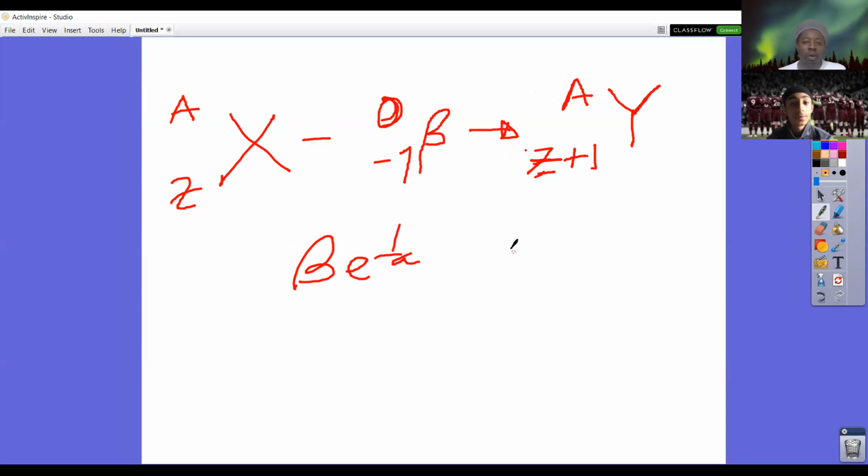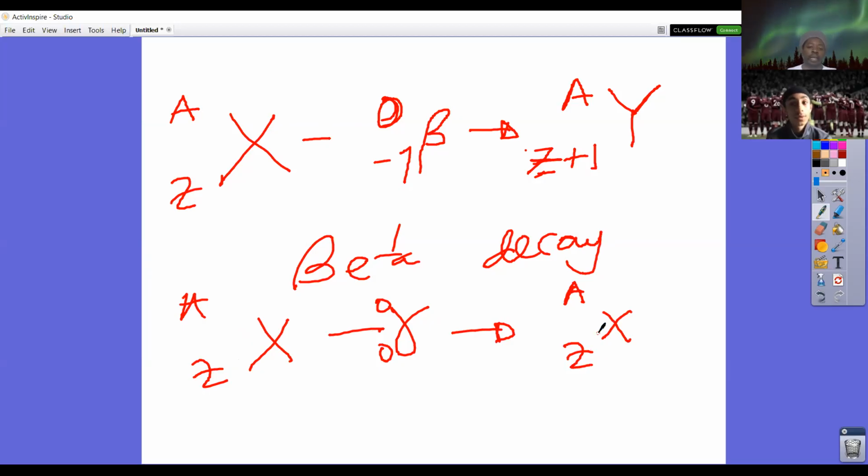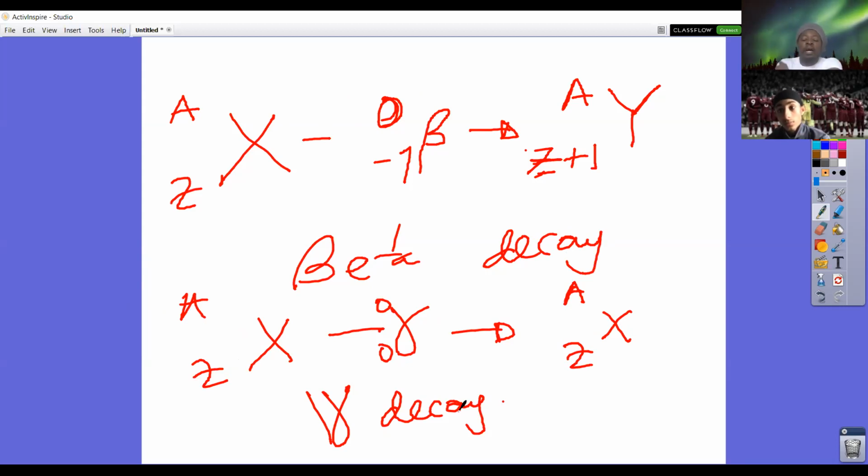Now, in the case of gamma, well, there's no change because it's just energy that's released. So in the case of gamma, you just have X, A, Z, released as a gamma, which is 0, 0. So the new thing that's formed is still going to be A, Z, X, just with a lot less energy. That's all. Okay? And this would be for gamma decay. All right? So that's all the decays with the associated equations that we need to know.